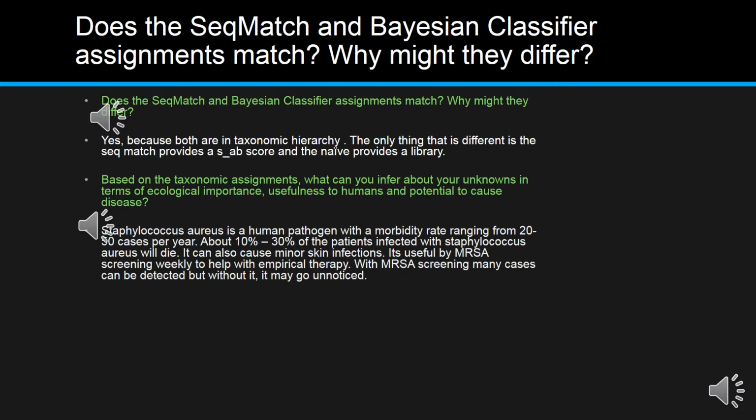Also, MRSA screening weekly helps with empirical therapy. MRSA screening in many cases can be detected, but without it, many can go unnoticed.